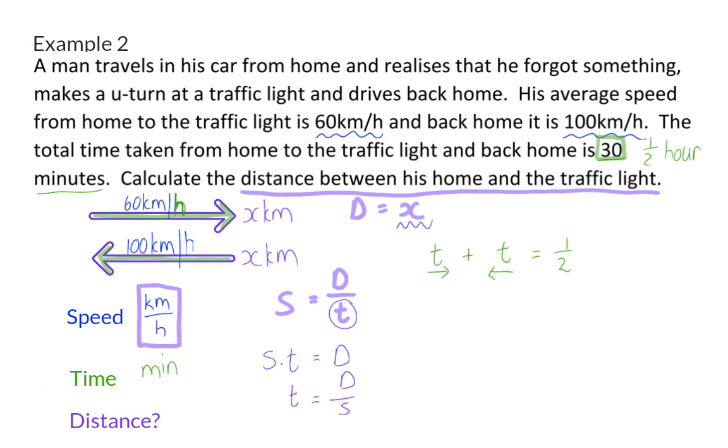To determine these two times, I'm going to use the formula that describes the time in terms of the distance and speed. So his time to the traffic light was a distance of x traveled at a speed of 60 kilometers per hour, and then back home he still travels the distance of x, but now at 100 kilometers per hour. These two times added up will give us a total of half an hour. And now we have our equation. The rest will be algebra that we'll use to solve x.